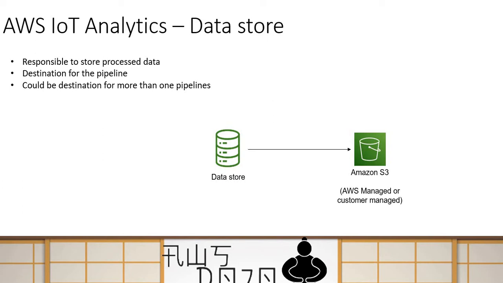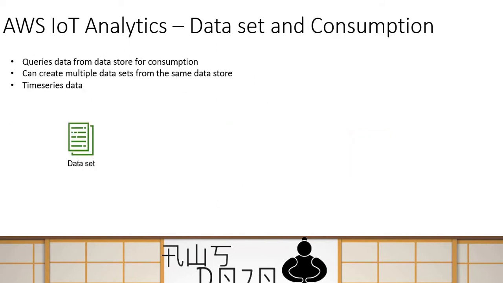Now, one more property which is very important for data store is you have to select in what format you are going to store your data. And that could be either JSON or Parquet format. And once you define a data store format, you cannot change it. But when you're configuring a data store, you can decide the format of the data store, and your data store will simply store your message in that format. So having talked about the data store, now let's talk about data set.